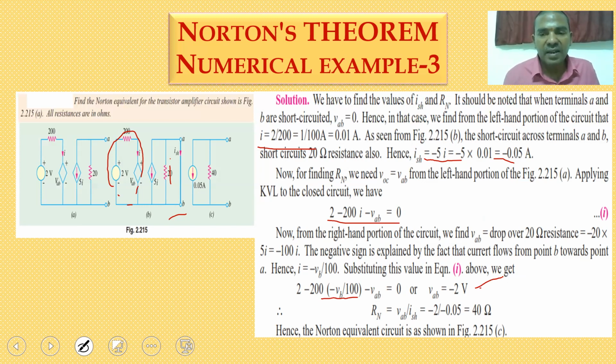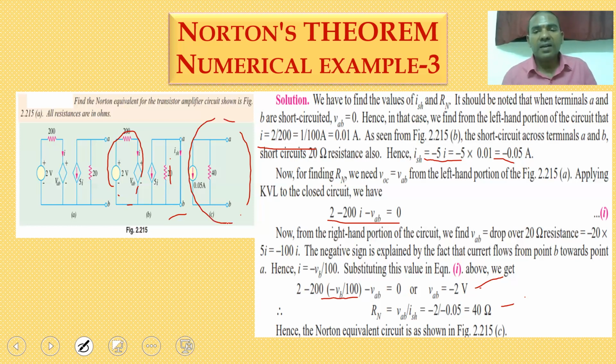Once you have the current and voltage, then Rn. Rn is equal to VAB divided by ISH, that is minus 2 divided by minus 0.05. So you can get 40 ohms. Then the equivalent current source in parallel with the resistance is the Norton's equivalent circuit.